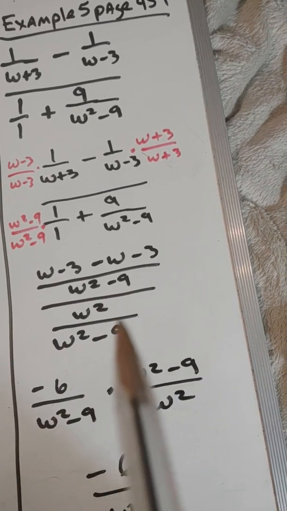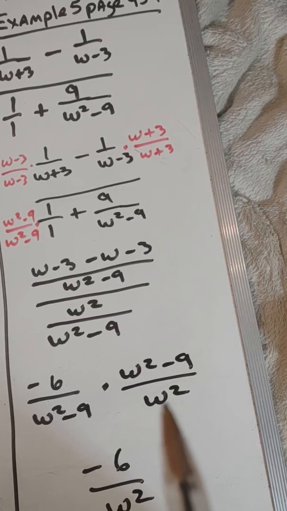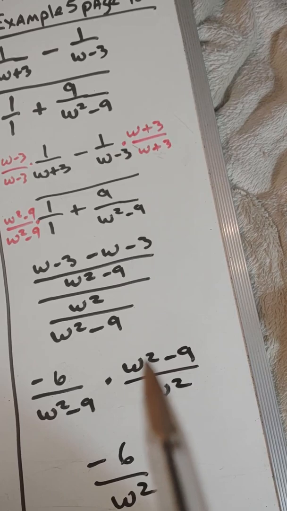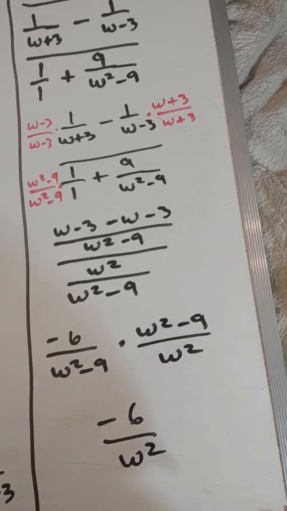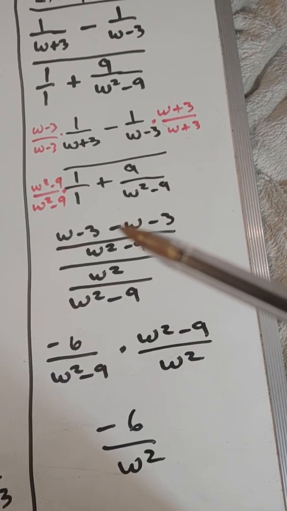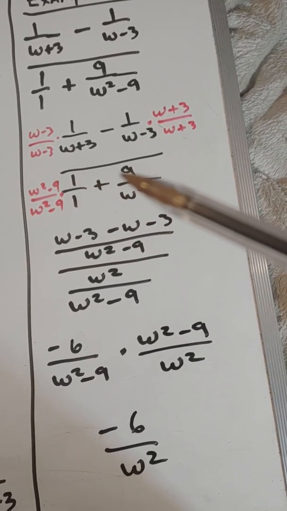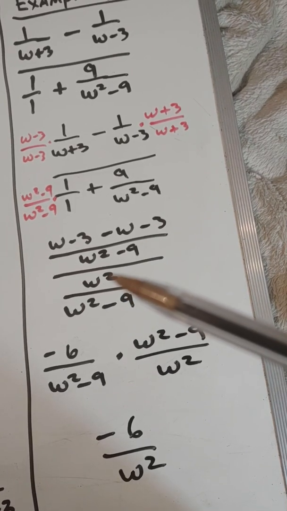Multiplying times the reciprocal of the bottom, which is w squared minus 9 over w squared. W squared minus 9 divided by w squared minus 9 gives me 1. So I end up with minus 6 over w squared. I hope I didn't confuse you on that, but because this became a minus 9 and a plus 9, I got rid of those, so I only had w squared left on the bottom.